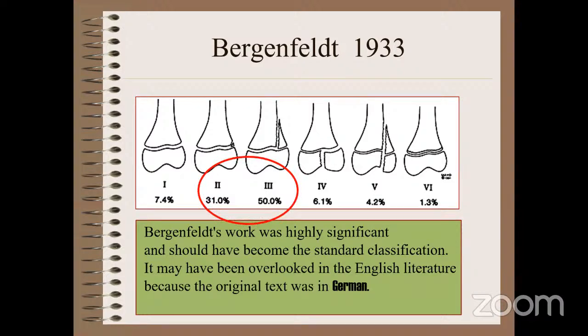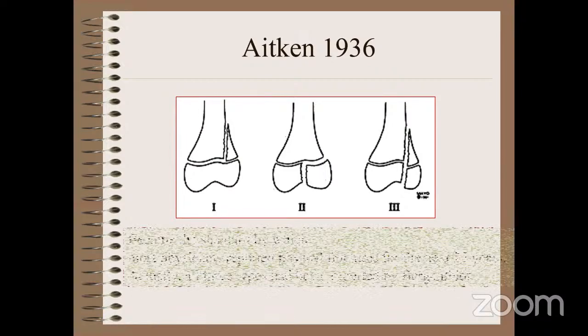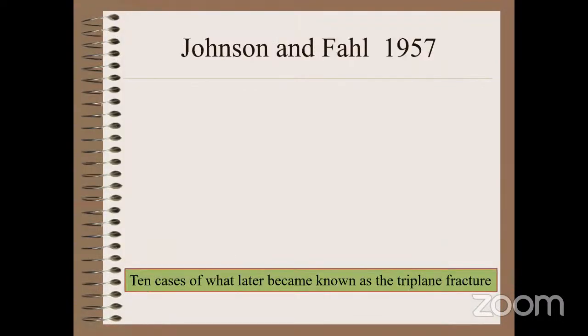And as I said, 80% were the type 2 so-called Salter and Harris. In 1936, Aitken came up with his classification, which had only 3 types. Type 1, 2, and 3, which were actually Salter 2, Salter 3, and Salter 4, which is today's classification. These were the workhorse. Common injuries were only these 3. This became a standard, and most of the people used this classification for nearly 25 years. All of it had been reported by Bergenfield much earlier than him.